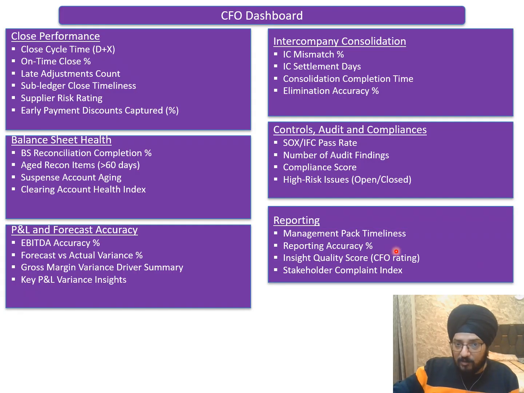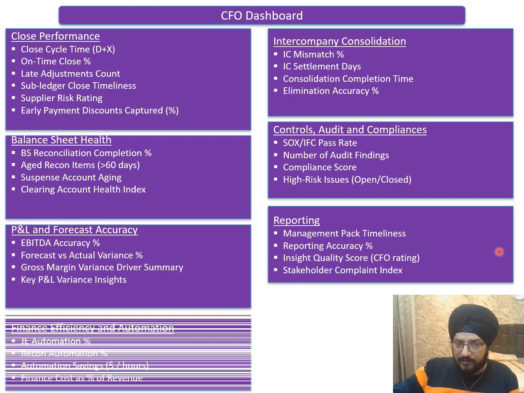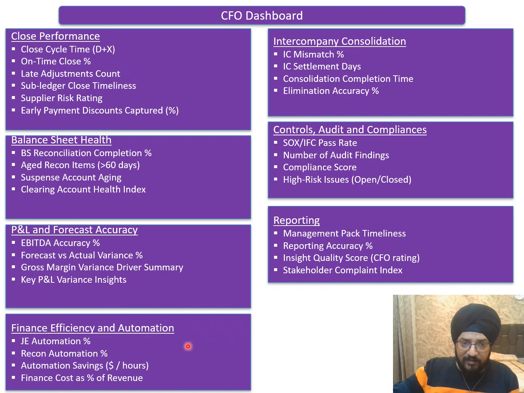And then reporting: management pack timelines, reporting percentage, accuracy percentage, insights quality score, CFO rating, whether the insights that have been generated from the financial statement are giving a true and accurate picture of the financial statement or not. That is one thing that he wants to look at. And stakeholder complaint index. And then finally, the finance efficiency and automation. How many percentage of my journals are automated? How many percentage of my returns are automated? What is the automation saving in dollars and in hours? And finance cost as a percentage of the total revenue, which is largely the operational cost.